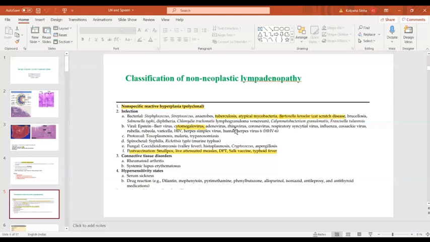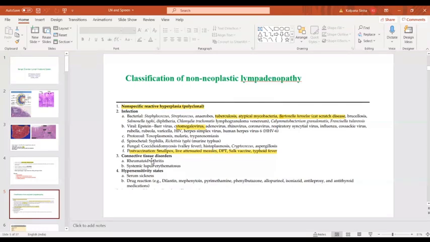Protozoal, toxo, malaria, and trypanosomiasis. And in spirochetes, syphilis, rickettsia. Fungal, it can be histo, crypto. And post-vaccination is also an important cause. And like the babies, when they are vaccinated, some of them show a response as a post-vaccination lymphadenopathy.